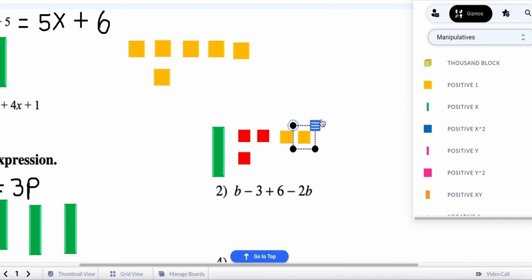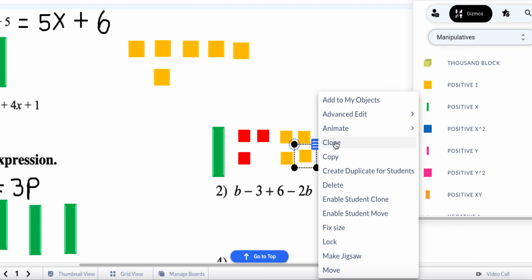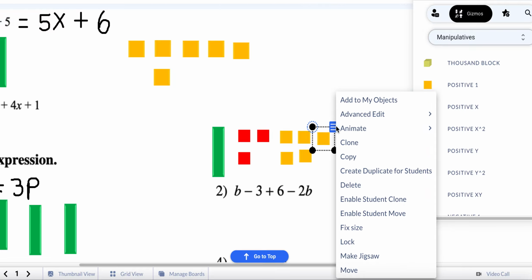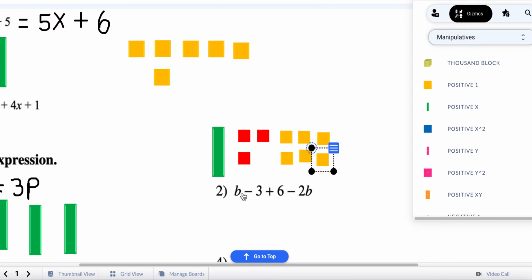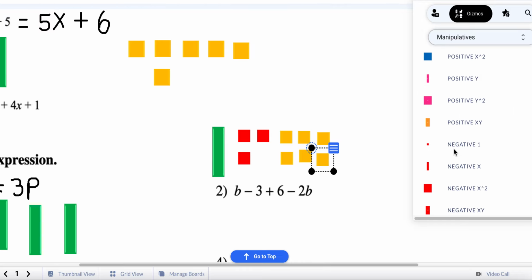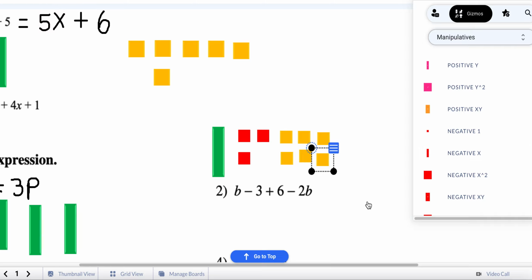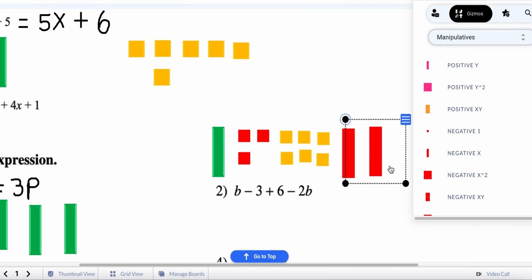So I need 6. So that's 2, 3, 4, 5, and 6. So now we have 6. So I have positive b minus 3 plus 6 minus 2b. So I need 2 negative variables. So I'm going to colorize my negative, which is red. So I'm going to find 2 of those. So that's 1, and that is 2. So I just modeled this expression.